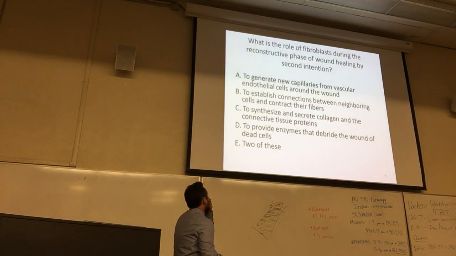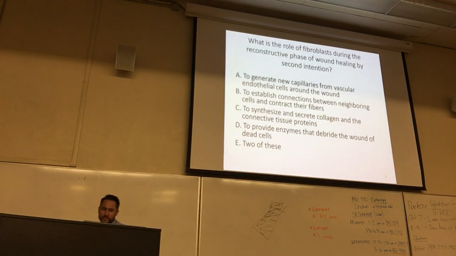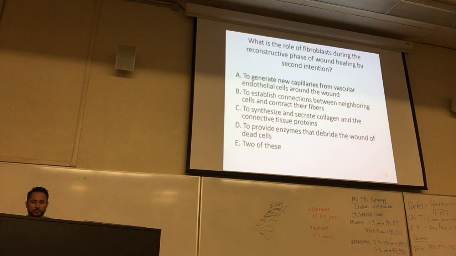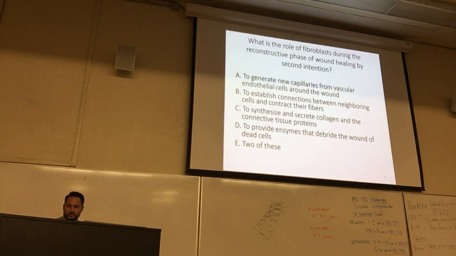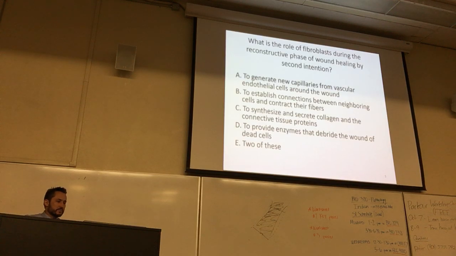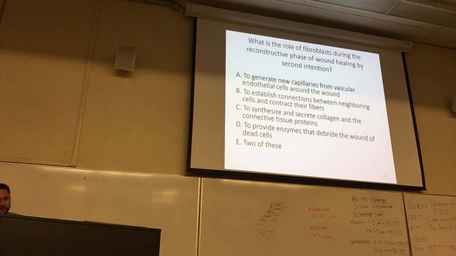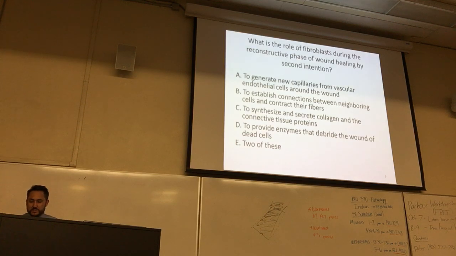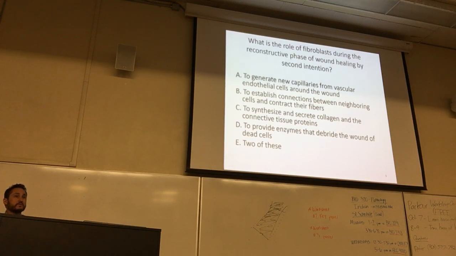All right, let's ask this possible test question. What's the role of fibroblasts during the reconstructive phase of wound healing? A, to generate new capillaries with vascular endothelial cells around the wound. B, to establish connection between neighboring cells and their fibers, help to contract their fibers. C, synthesize and secrete collagen and the connective tissue proteins. D, provide enzymes that debride the wound of dead cells, or two of the above.